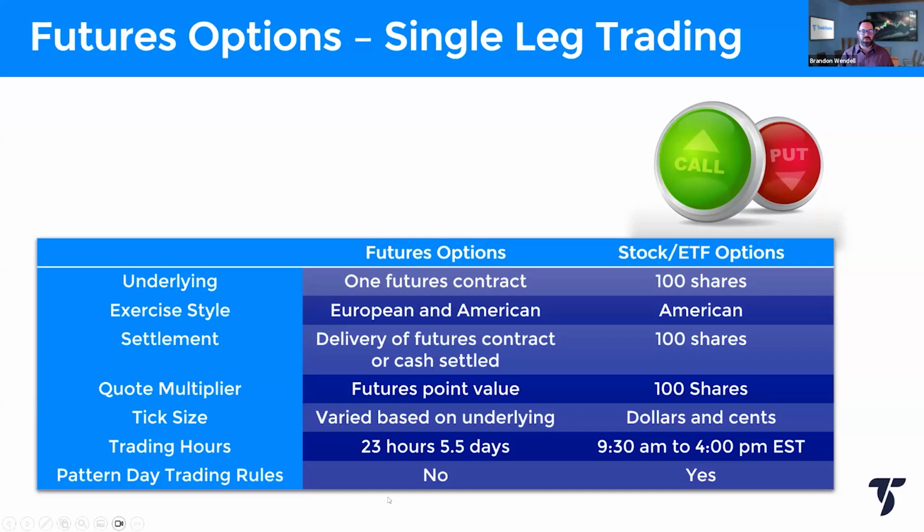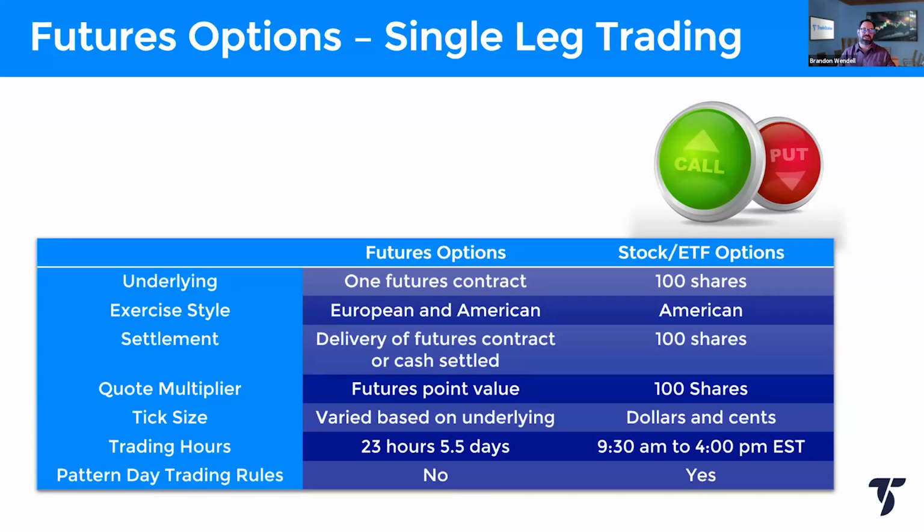In the options on futures, some of them are American, but many of them are also European style, meaning there's no early exercise or assignment. It only happens at the expiration. Well, if you were to trade index options, most of those are European style, but for stocks and ETFs, the rest of those are typically American style. Settlement, well, basically what happens is for futures, you get delivery of a futures contract or it's cash settled. It's not shares of stock. It's definitely not 100 of them. It's just one contract for one option. And of course, you use the point value for the futures for the values. And they're open almost 24 hours a day, which is kind of nice.